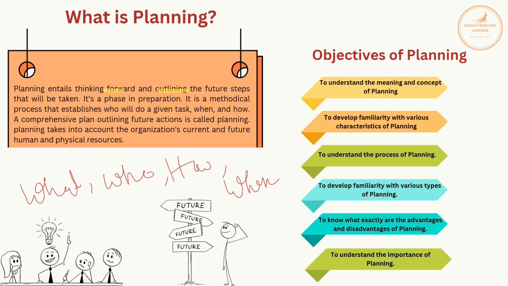Now, what is the objective of planning? The objective of planning is very simple. The first objective is to understand the meaning and concept of planning, which we already discussed in the definition. To develop familiarity with the various characteristics of planning, we are going to cover those in the next part. To understand the process of planning, obviously we'll discuss the process. To develop familiarity with the various types of planning, we will discuss the various types of planning.